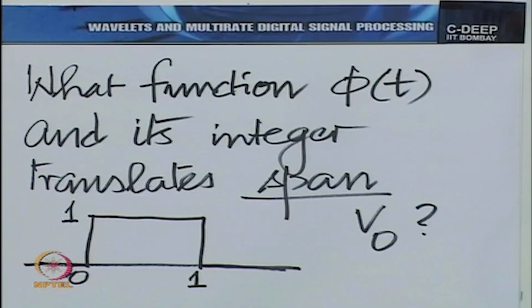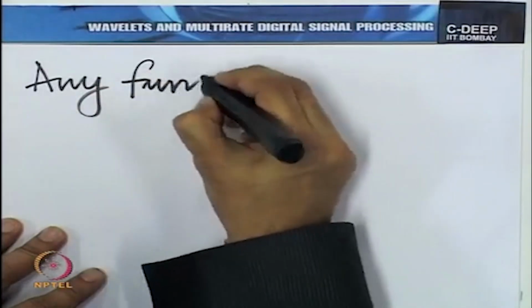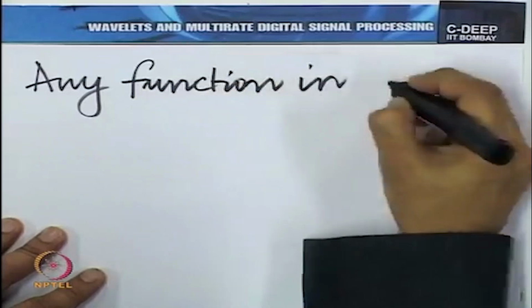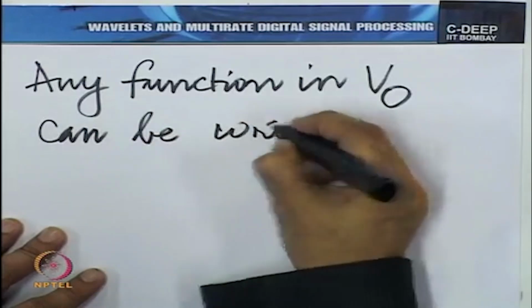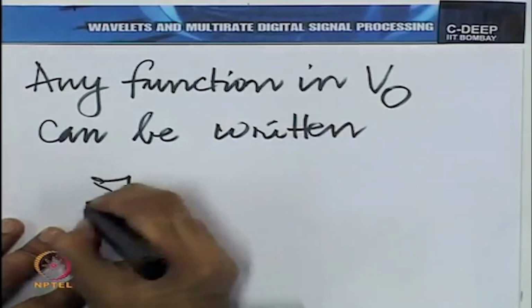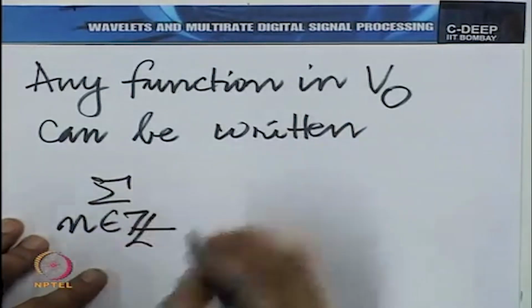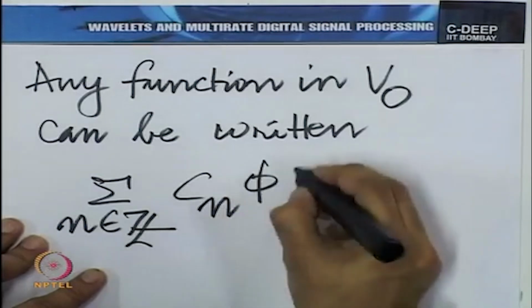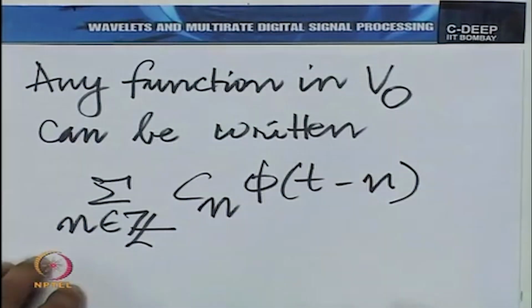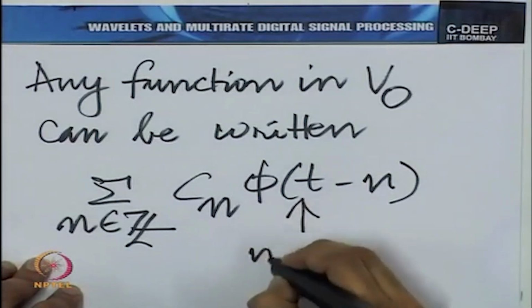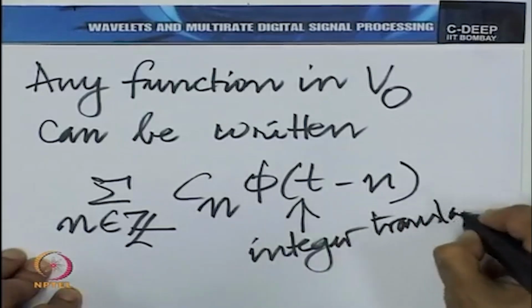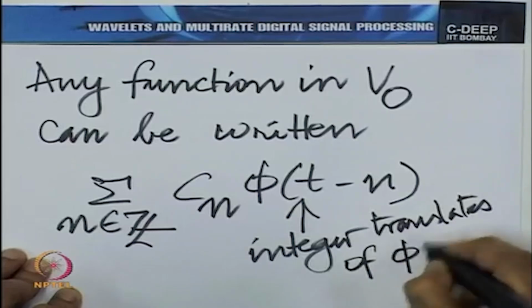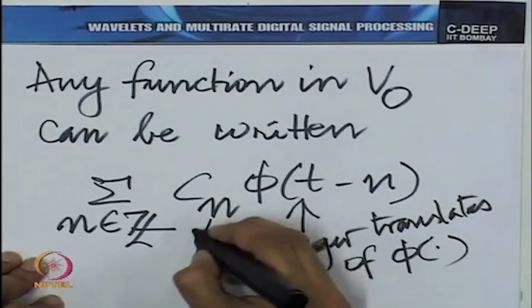So, what we are saying is any function in V 0 can be written like this: summation n over all the integers C n phi t minus n. So, essentially integer translates of phi. And these are the piecewise constants here.